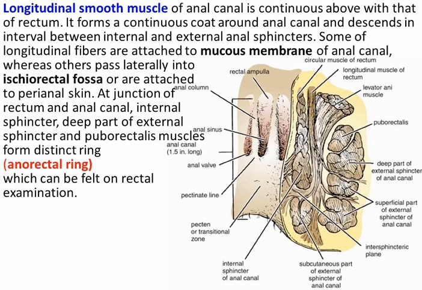Structure of anal canal. The longitudinal smooth muscle of the anal canal is continuous above with that of the rectum. It forms a continuous coat around the anal canal and descends in the interval between the internal and external anal sphincters. Some of the longitudinal fibers are attached to the mucous membrane of the anal canal, whereas others pass laterally into the ischiorectal fossa or are attached to perianal skin. At the junction of rectum and anal canal, the internal sphincter, deep part of the external sphincter and puborectalis muscles form a distinct ring, the anorectal ring, which can be felt on rectal examination.